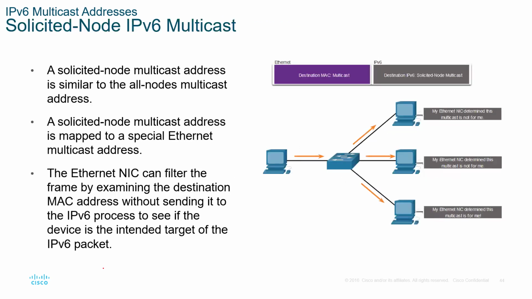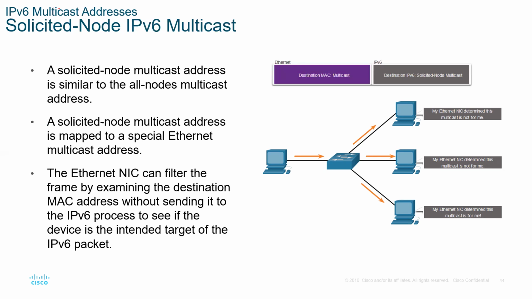Now, looking at solicited node IPv6 multicast. Solicited node addresses are used only for efficient communication with specific devices on a link. That's the main difference between IPv4 and IPv6. There are times where you don't want to send a broadcast. You want to communicate with only specific devices in the network.